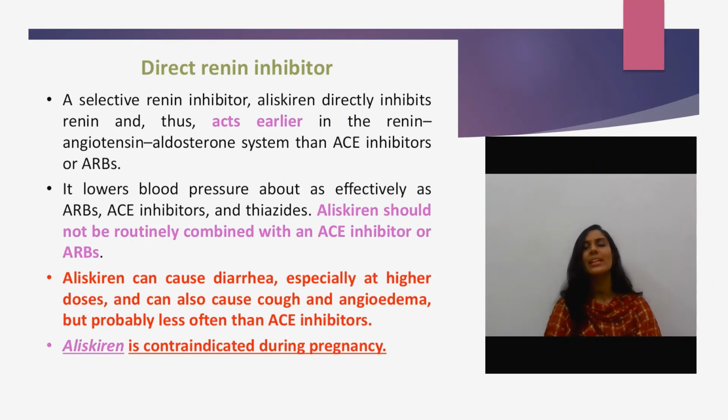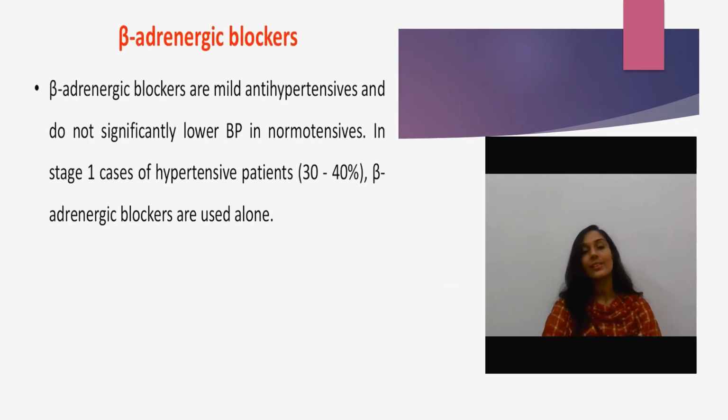So it is probably less used than ACE inhibitors. It is also contraindicated during pregnancy. The next is beta adrenergic blockers. They are mild antihypertensives and do not significantly lower blood pressure in normotensives. So in stage 1 cases of hypertension, beta adrenergic blockers are used alone.